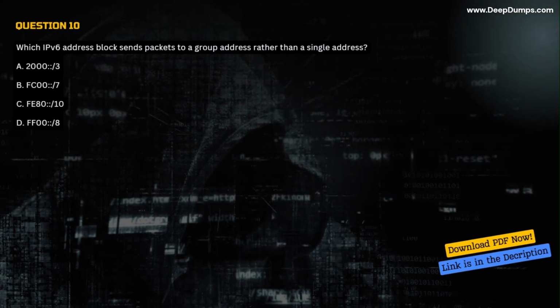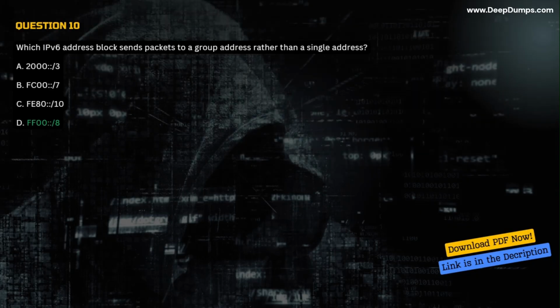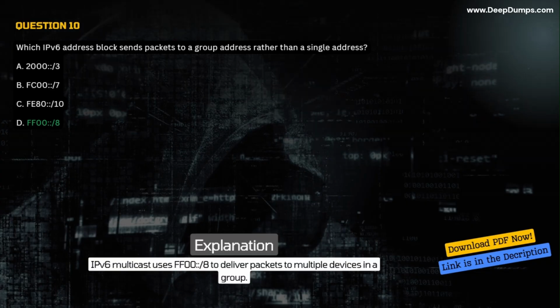Question 10. Which IPv6 address block sends packets to a group address rather than a single address? A. 2000::/3. B. FC00::/7. C. FE80::/10. D. FF00::/8. Correct answer D. FF00::/8. Explanation. IPv6 multicast uses FF00::/8 to deliver packets to multiple devices in a group.